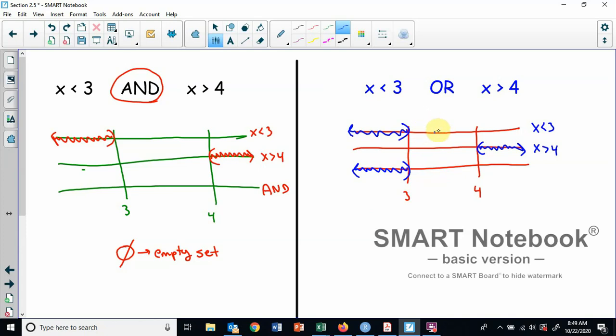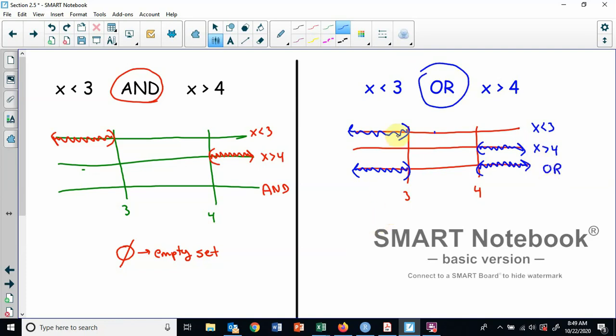Now I don't have any shading here and I don't have any shading here, so I'm going to leave it out of my answer. To the right of 4, do I have any shading here? No. Do I have shading here? Yeah, so I do have some shading. So if there's at least one bit of shading up top in the top 2 graphs, it comes down in the answer for OR. I forgot to circle and write my word, but we were doing an OR.